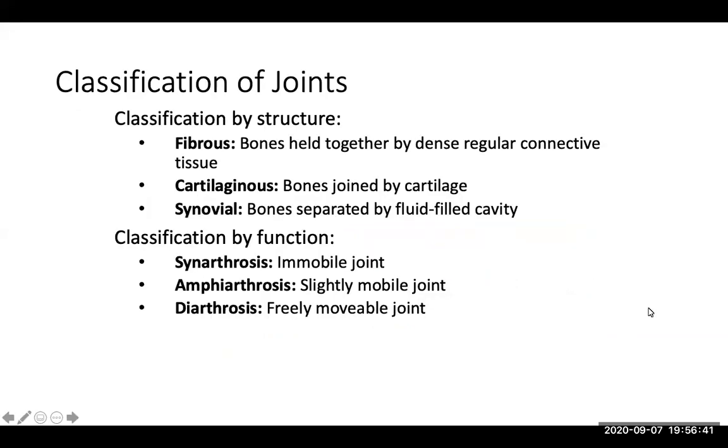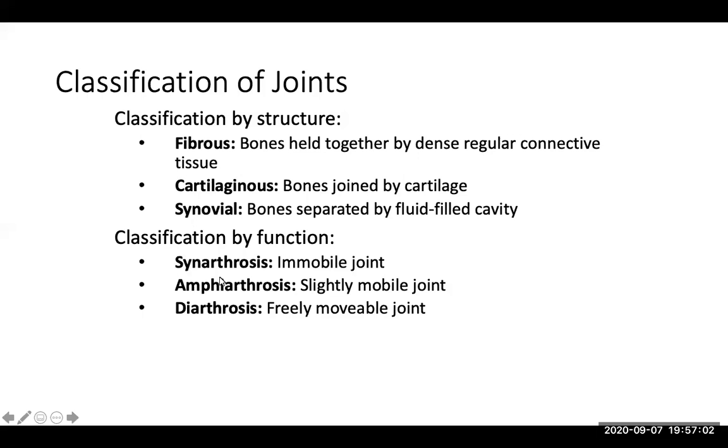So classified by structure, joints can be fibrous, cartilaginous, or synovial joints. Fibrous joints are where bones are held together by dense regular connective tissue. Cartilaginous joints are bones joined by cartilage, and synovial joints are bones separated by some sort of fluid-filled cavity, like your knee or your elbow.